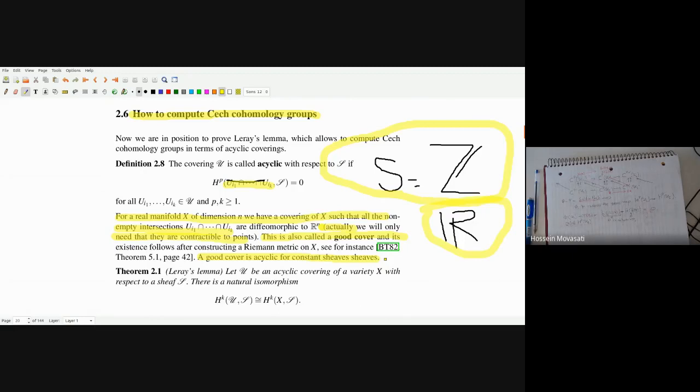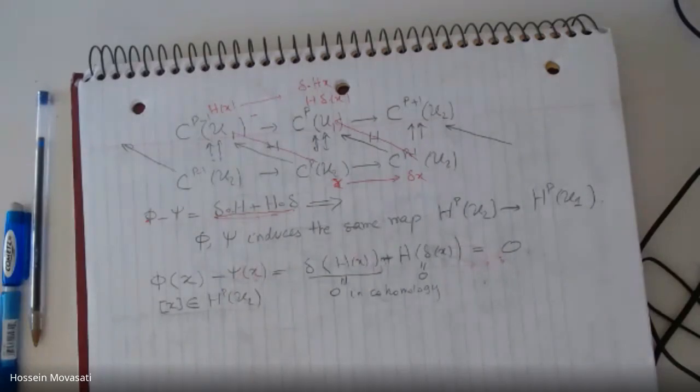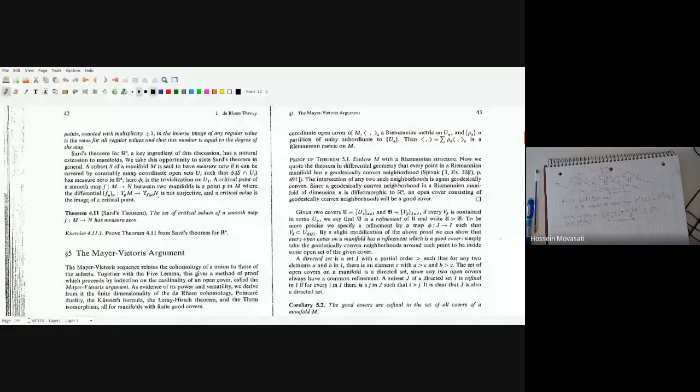This is a classical statement, and it is proved in the Bott-Tu book. Maybe I stop sharing this one. Let's go a little bit to the Bott-Tu book and talk about it. Okay, so if you go to the Bott-Tu book, page 42.